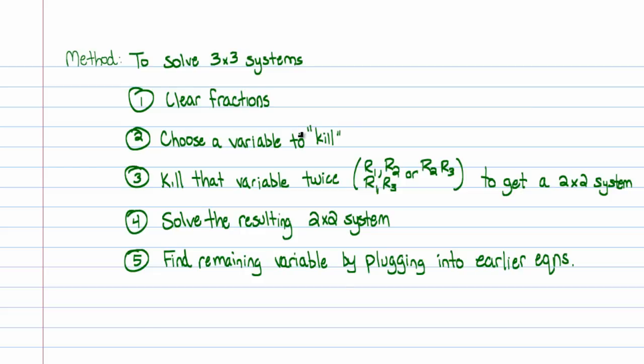Make sure it's an easy variable. And the way you're going to kill that variable is you're going to basically choose a couple rows, like row 1 and 2, or row 1 and 3, or row 2 and 3. And you're going to use elimination to kill off the variable, not once, but twice, because you're going to need 2 equations.